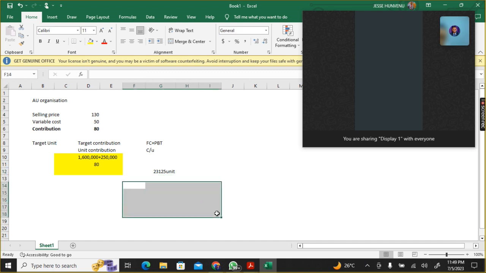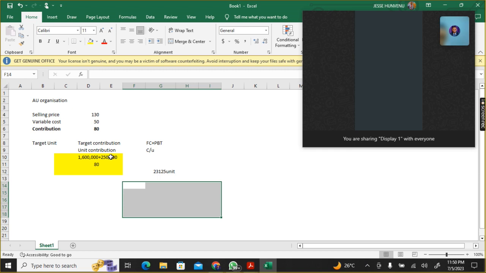So that's that about the target volume. That means the company will produce 23,125 units to get the profit of 250,000. Do you get it, ma? Yes, sir. So that is that.